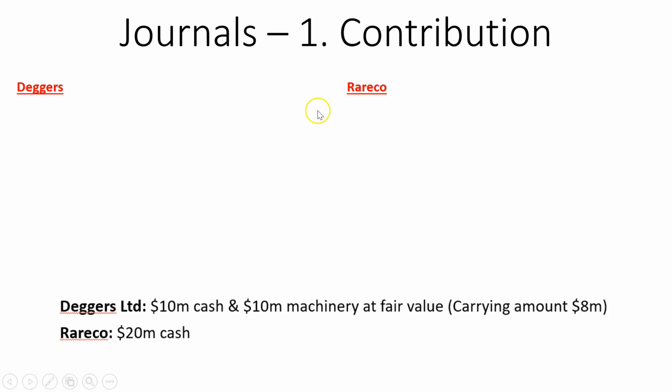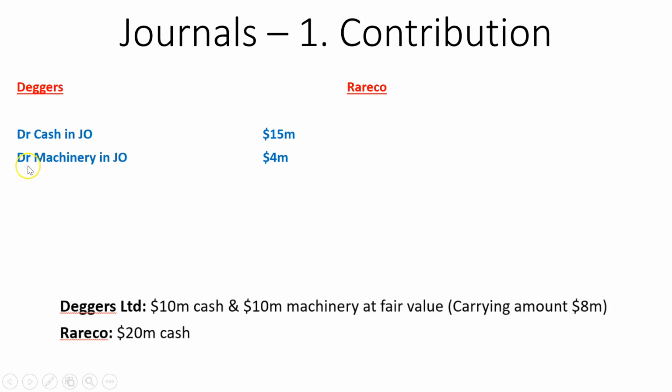So step one, contribution of assets. Firstly, we'll deal with how Deggers would record this contribution. The first entry for Deggers is debit cash in the joint operation. Looking at the assets that were contributed, Deggers put $10 million cash in and Rareco put $20 million cash in. This is a total of $30 million cash which has gone into the joint operation. Each entity should share equally because they both own 50%. So when we take half the 30 million, Deggers will be entitled to $15 million of the cash in the joint operation. They recognize that through this debit, cash in joint operation for 15 million.